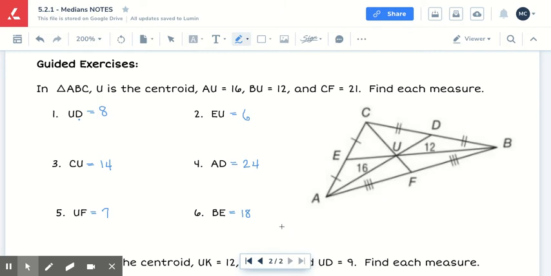So pause the video here, go ahead and find all 6 of them, and then come back. Okay, welcome back. So you should have gotten UD is 8, EU is 6, CU is 14, AD is 24, UF is 7, and BE is 18. If you missed any of those, you need to pause the video again, go back and visit the centroid theorem, and the previous example. Maybe you could even rewatch the video for that previous example, and then come back and see if you can figure out why the answer is what it is.